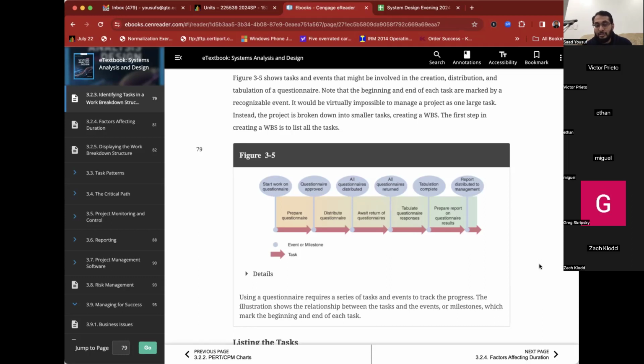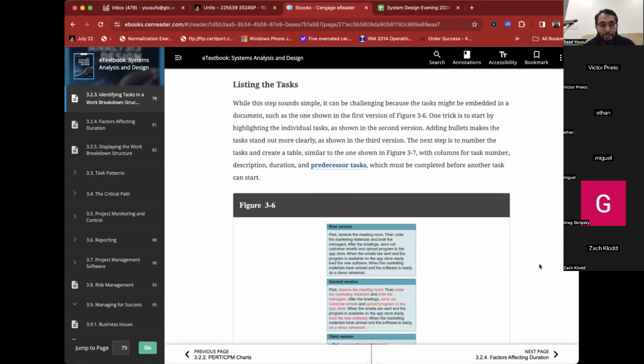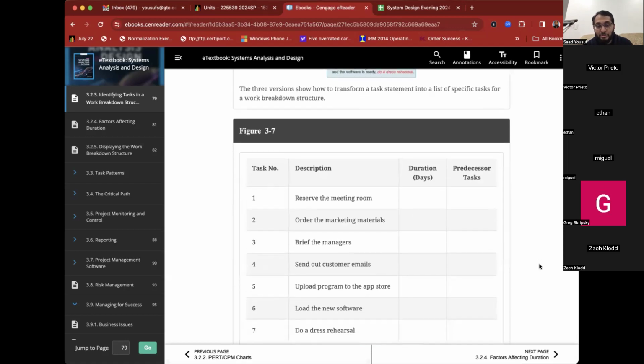So that's exactly the same process that we followed there as well. When it comes to listing your tasks, it's very important because you need to know what tasks need to be completed for the other tasks to start after that. So that's one thing that's extremely important.